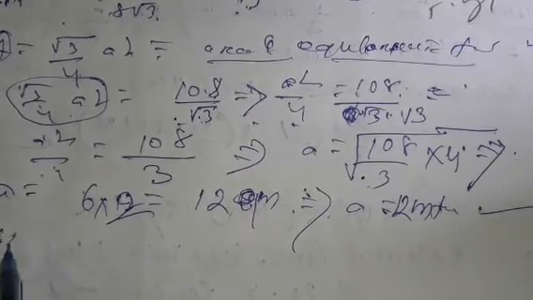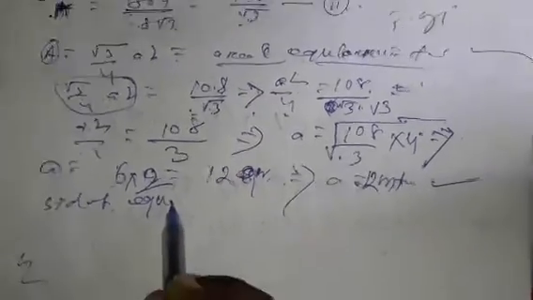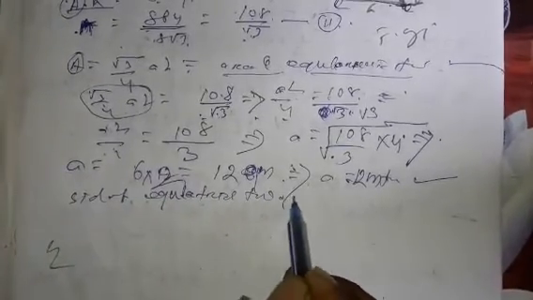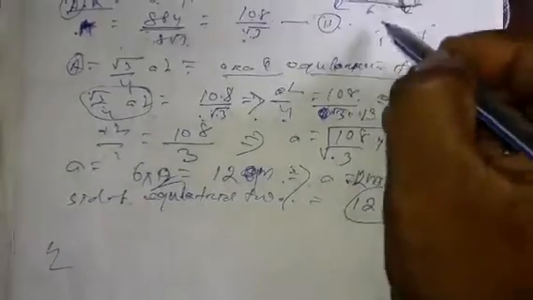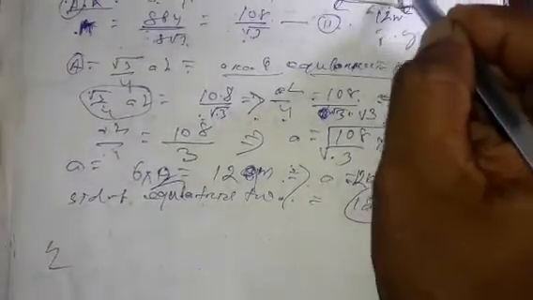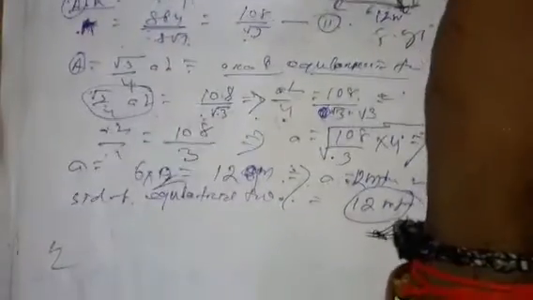So the side of the equilateral triangle is equal to 12 meter, one side. So this is 12 meter and this is 12 meter. So a is equal to 12 meter.